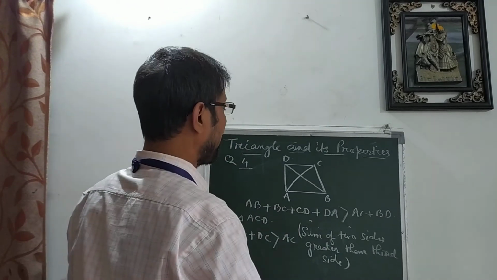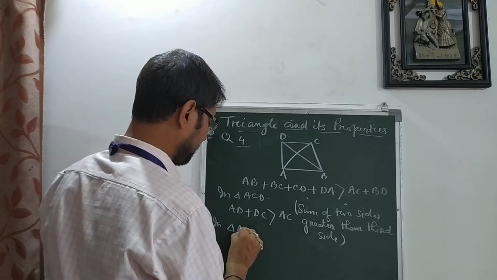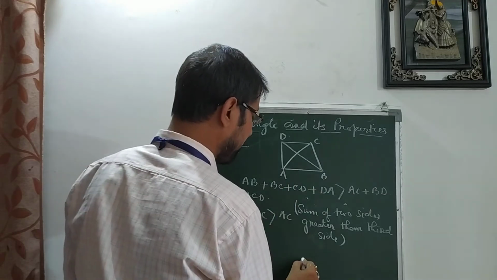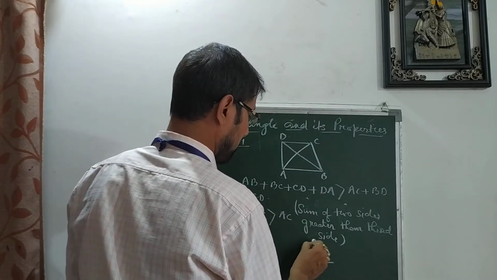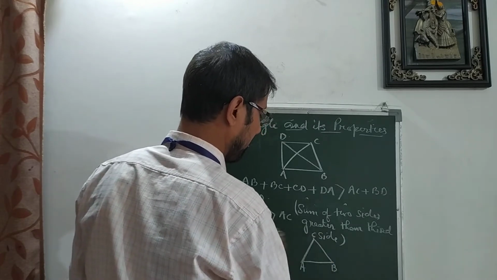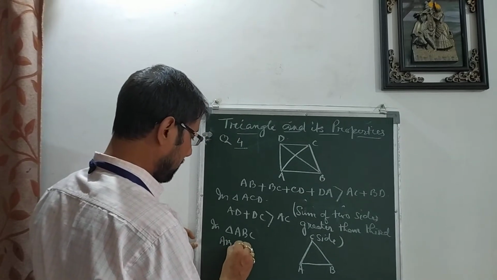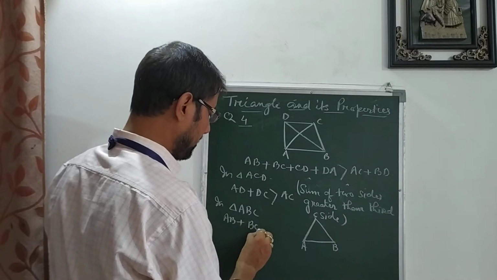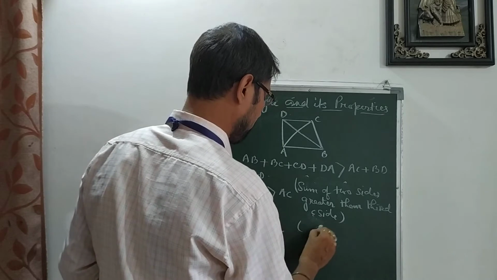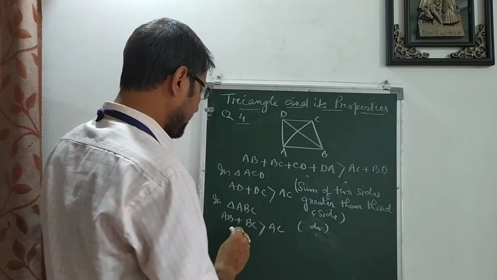Next, let me take triangle ABC. Now I am taking triangle ABC. So this is the triangle ABC, A, B, C. So here what can we write? AB plus BC is greater than AC. So the reason will be the same, same reason.